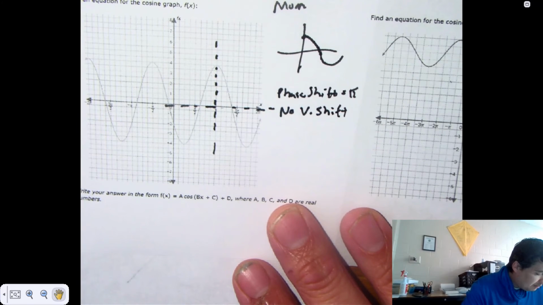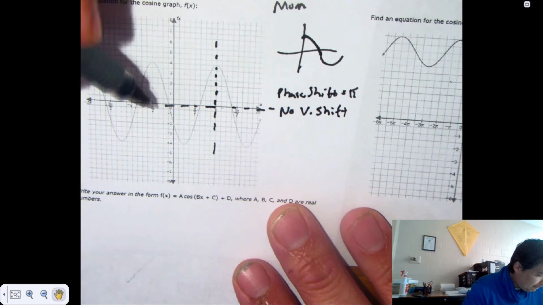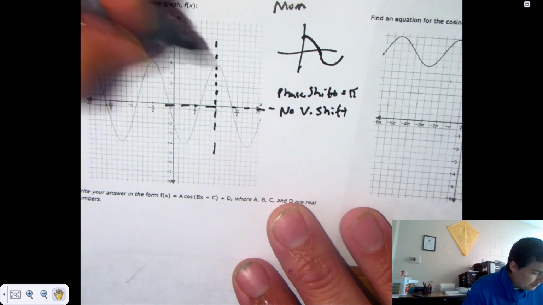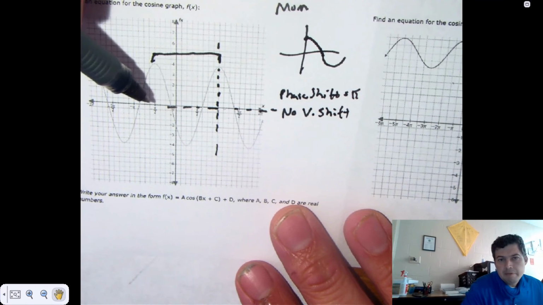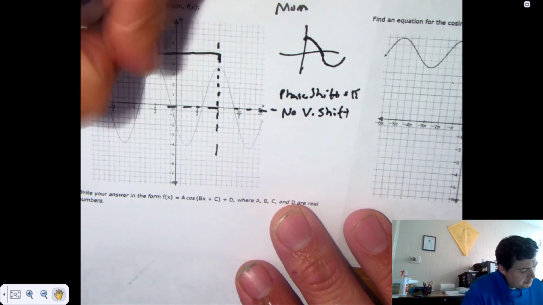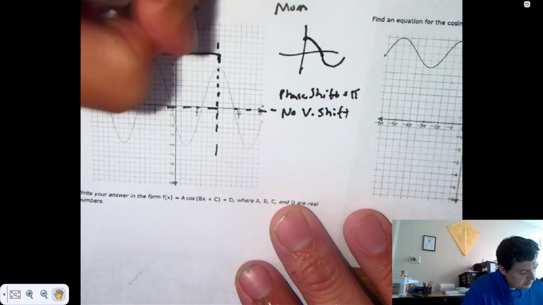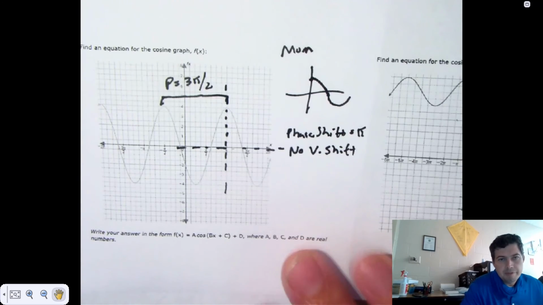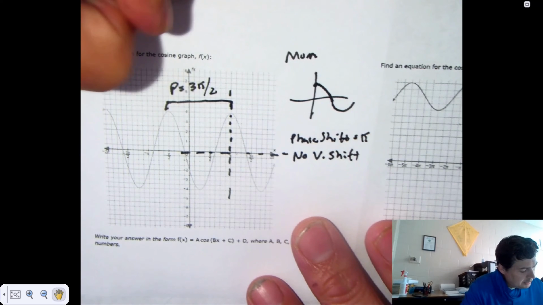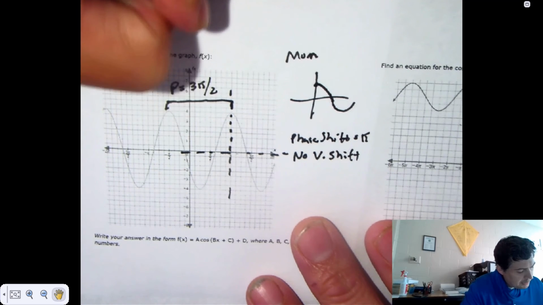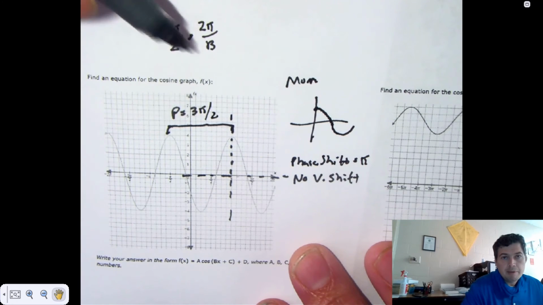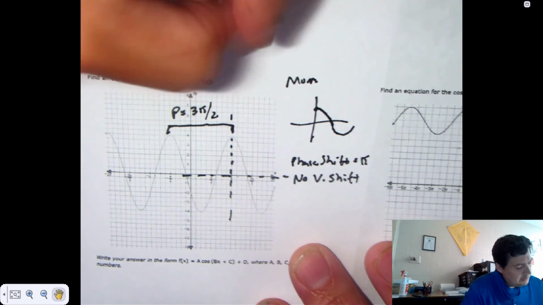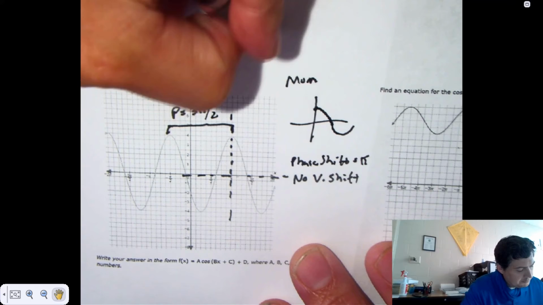If we take a glance at the period, well, the period's a little bit different, isn't it? Of course, I kind of drew over it, but it goes from negative pi over 2 to pi. So the period is 3 pi over 2. And we'll just figure out what b is real quick if you don't remember it. 3 pi over 2 must equal 2 pi over b. If you cross multiply, you'll have 3 pi b equals 4 pi. So b is 4/3.